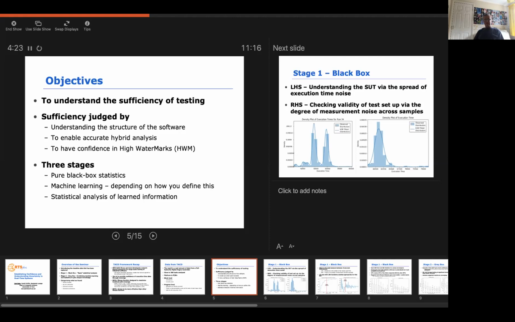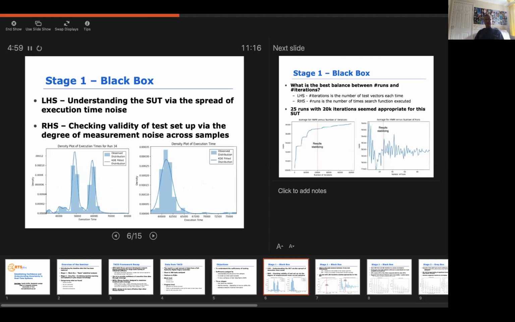So the sufficiency is judged in a number of ways: understanding the structure of the software through testing to enable accurate hybrid analysis along the lines of the approach that RapidTime does. And it was done in three principal stages: pure black box analysis, where we look at raw statistics; machine learning, depending on how you define this. Machine learning means many things to many people, but here I'm taking the definition as things that I can learn and establish about the software through testing and through data analytics. And then statistical analysis of the learned information.